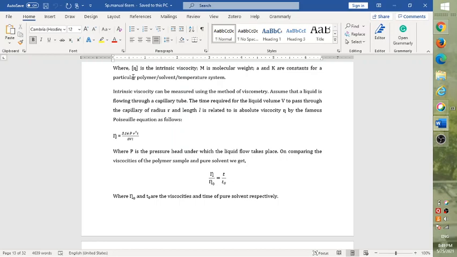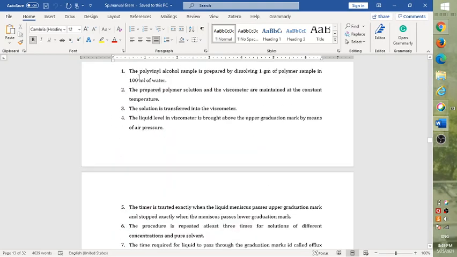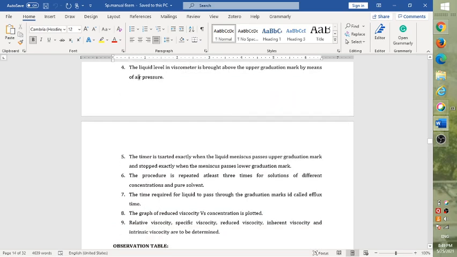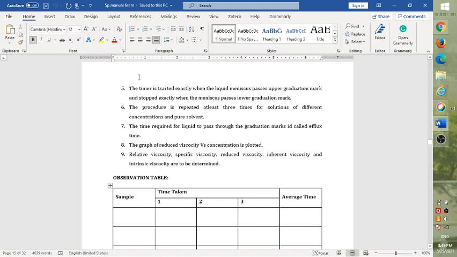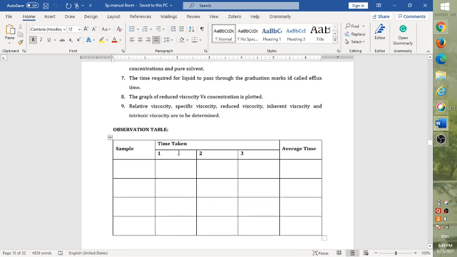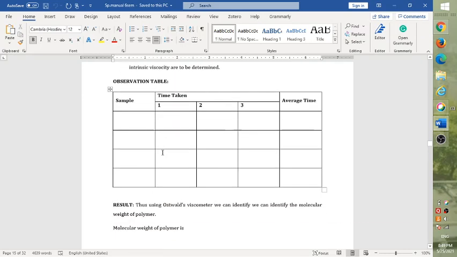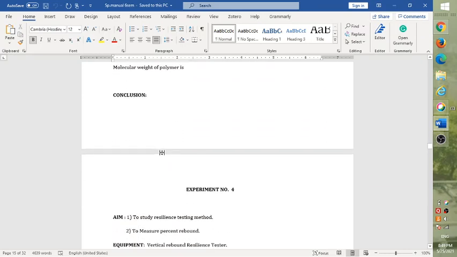Since you have been taking 3 different readings, you will get 3 values of viscosity average molecular weight of PVA, and then simply take their average, so you will get the final viscosity average molecular weight. The write-up of this experiment I will be giving you in the notes. Just go through it, you will get a clear-cut idea of how to perform this experiment.